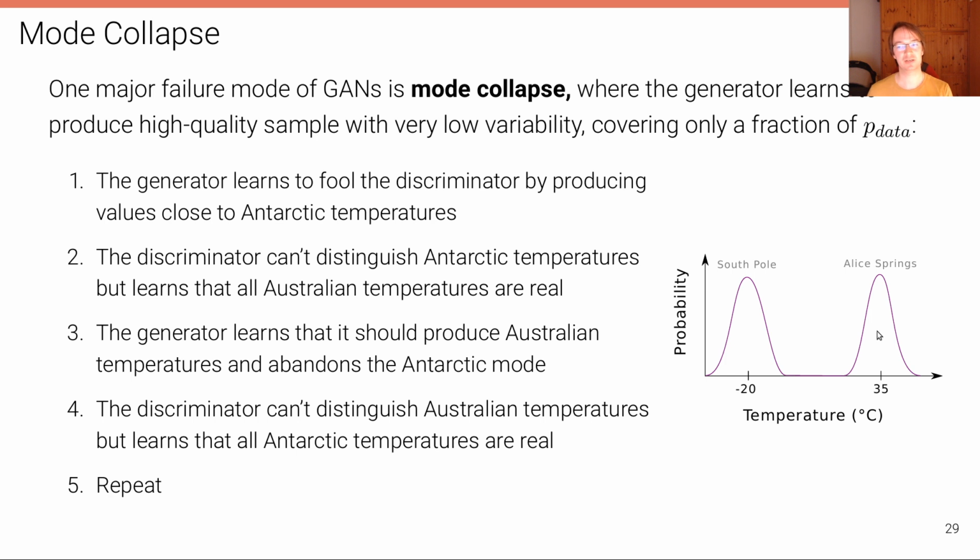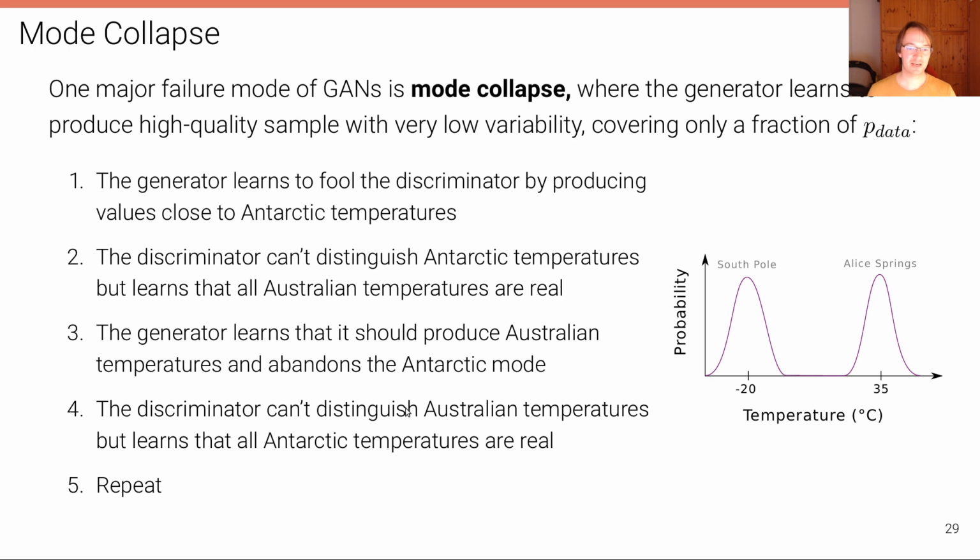This is how it can most easily fool or continue fooling the discriminator. But because the discriminator is uncertain about the Antarctic temperatures, it doesn't provide gradients on that mode. So the generator, while transitioning from here to there, abandons that mode. So it switches completely from this mode to this mode.